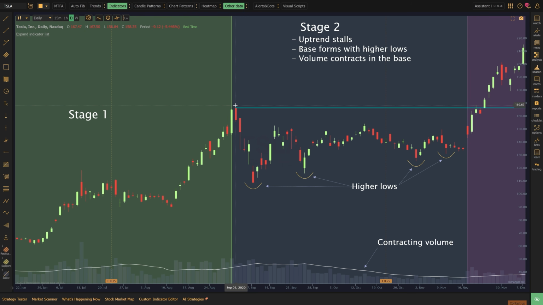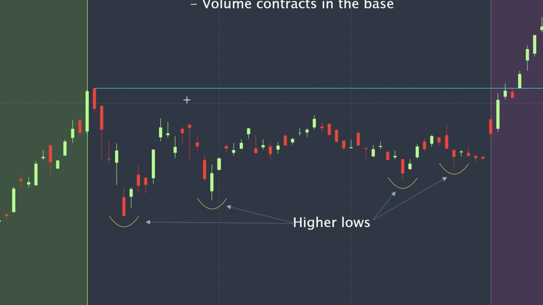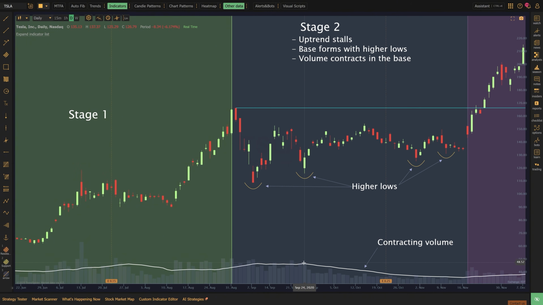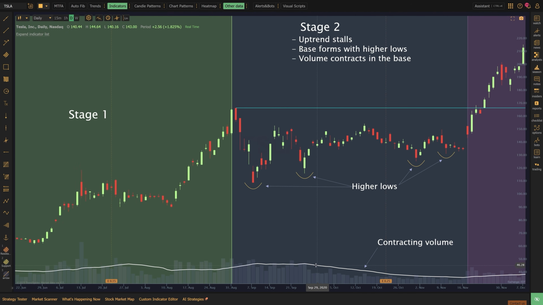Stage 2 kicks in when that uptrend starts to stall. The stock will begin to pull back and form a base, with each dip creating a higher low with declining volume, just like these 4. Each pullback is met by stronger hands quietly absorbing supply, so every dip is shallower and the price action tightens. As selling pressure fades and accumulation winds down, volume contracts. You can see it in the declining average volume line here. This tightening is what sets the stage for the breakout.